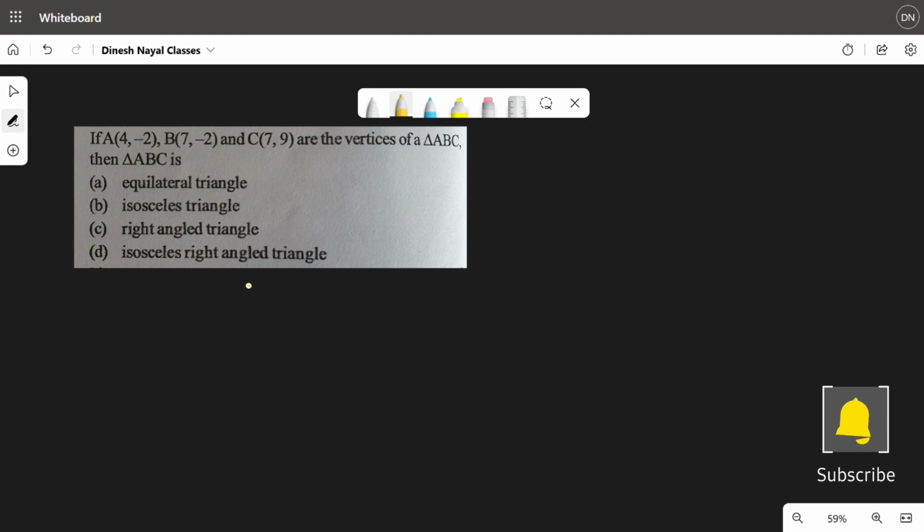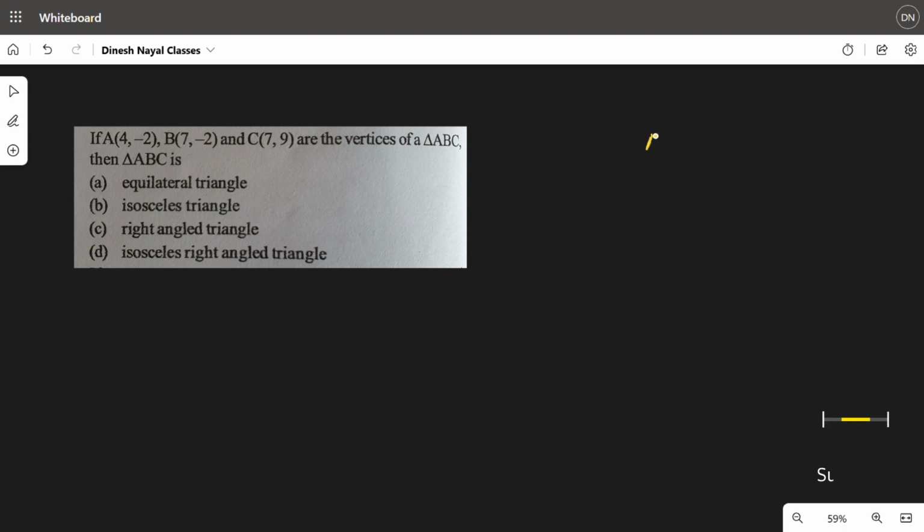So now this is the fifth question of our class. This is again from the All India CBSE Board of 2022. This is again for Section B, it's a one marker, and this is question number 29. They have given the coordinates of the vertices of triangle ABC. So we have to find whether it's an equilateral, isosceles, or right angle triangle.